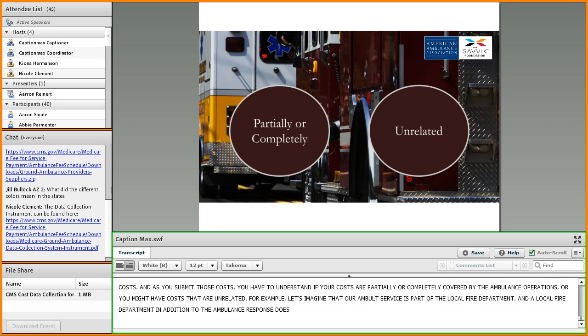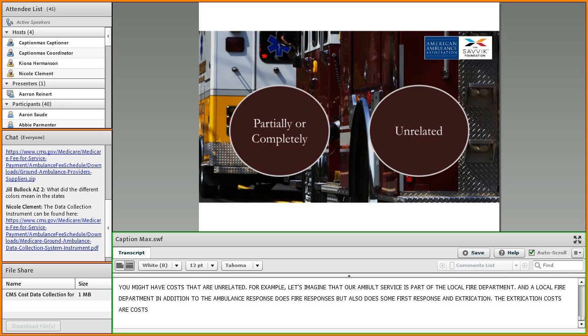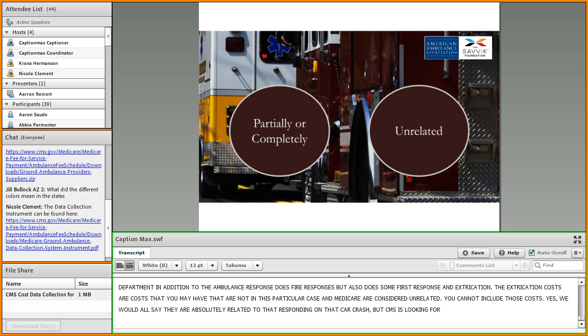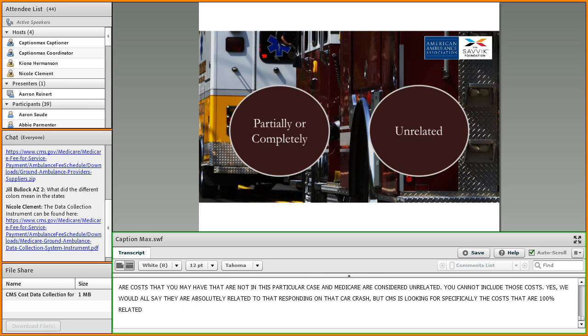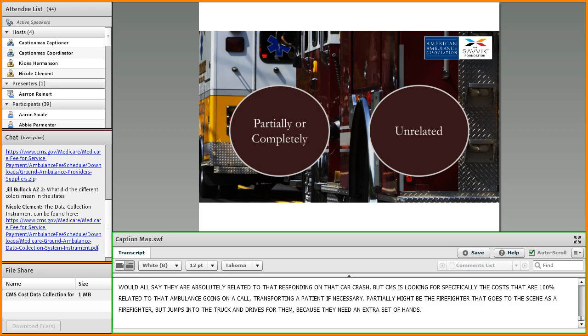You can see these general sections that it has, but also there are costs, and as you submit those costs, you have to understand if your costs are partially or completely covered by the ambulance operations, or you might have costs that are unrelated. For example, let's imagine that our ambulance service is part of the local fire department. And the local fire department, in addition to the ambulance response, does fire responses, but also does maybe some first response and specifically extrication. So those extrication costs are costs that you may have, but in this particular case with Medicare, they would be considered unrelated. You can't include those costs.